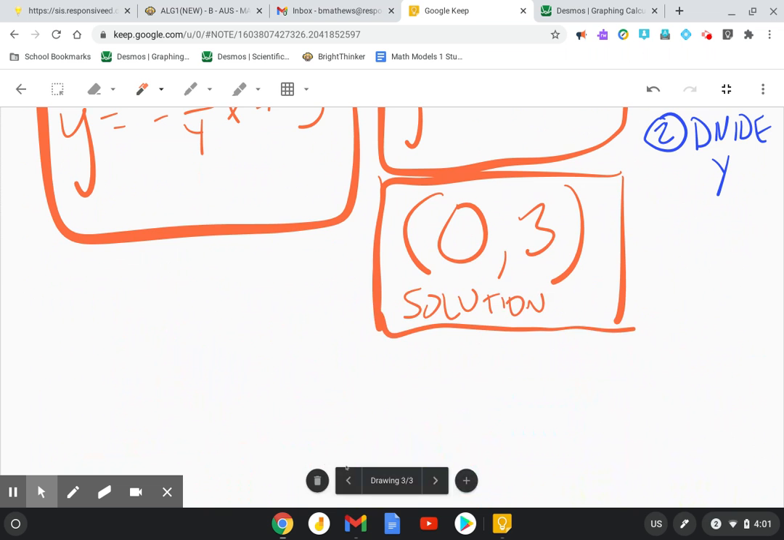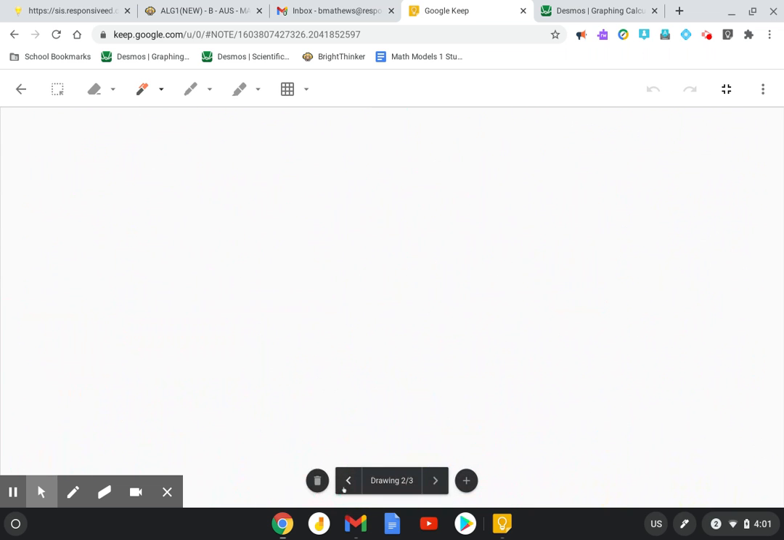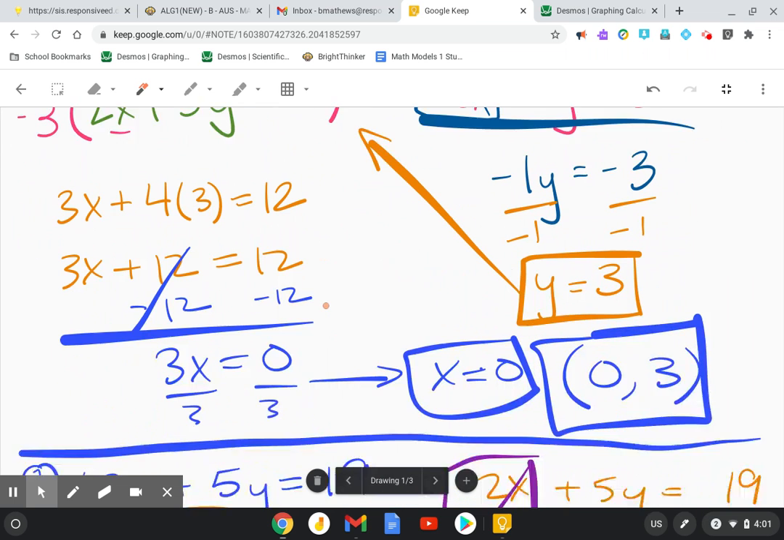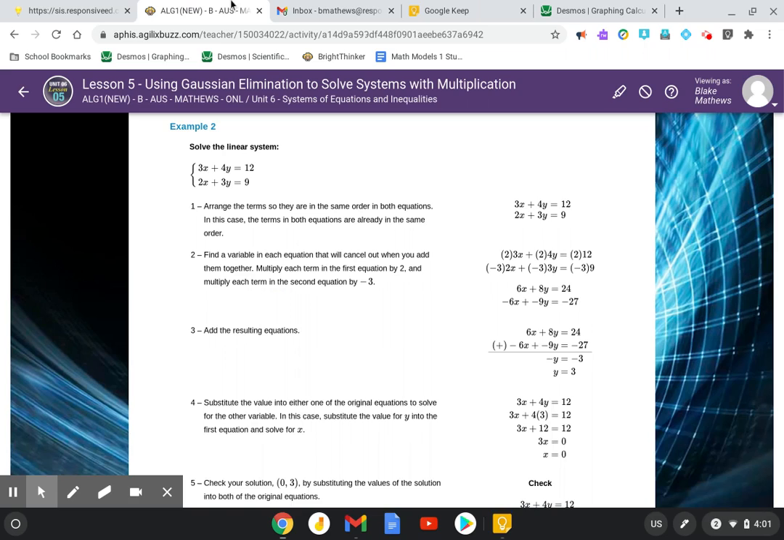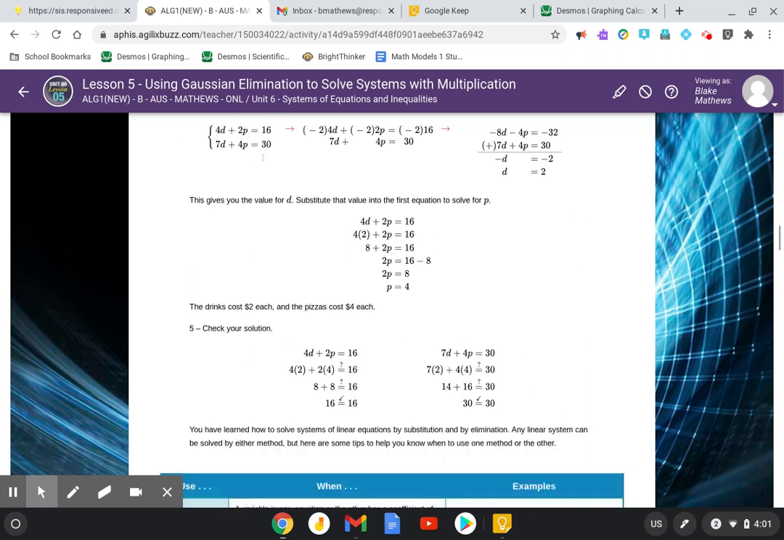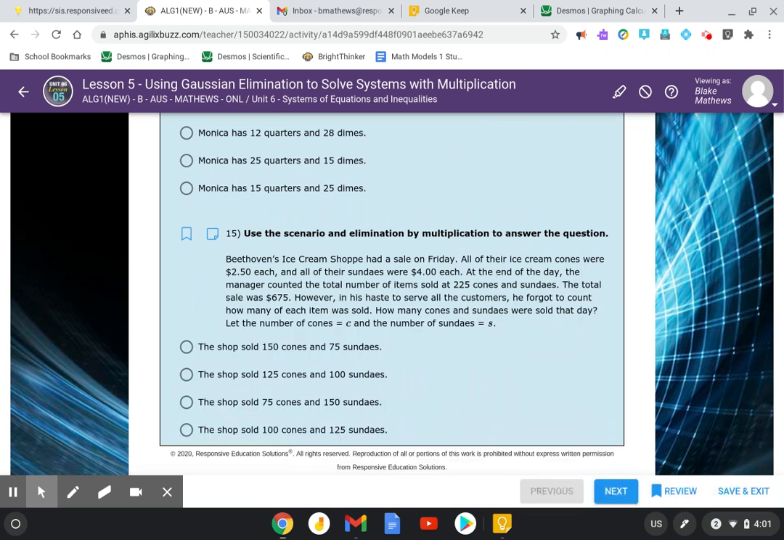And if you'll notice, we got the same answer when we did that over here. We did this by hand, we got the answer 0, 3. So I just want you to remember you have all these options at your disposal and use the ones that you feel that you're the most confident in. But that's it for using elimination.